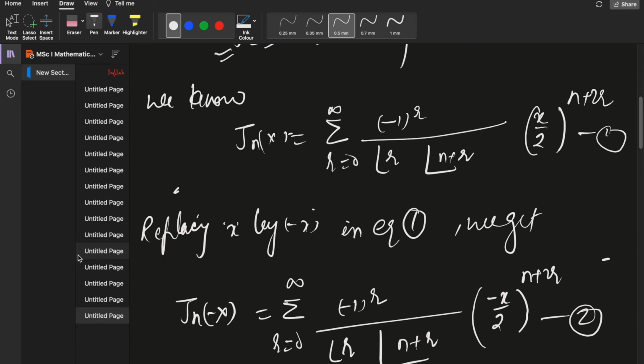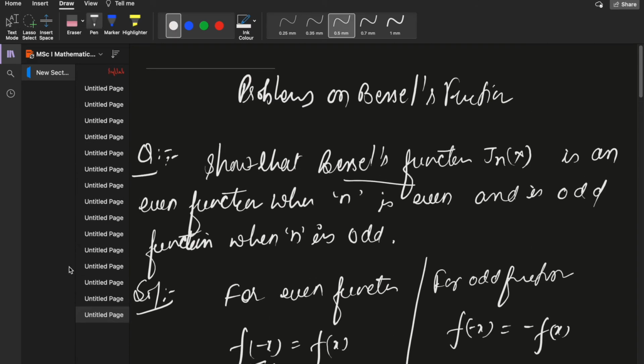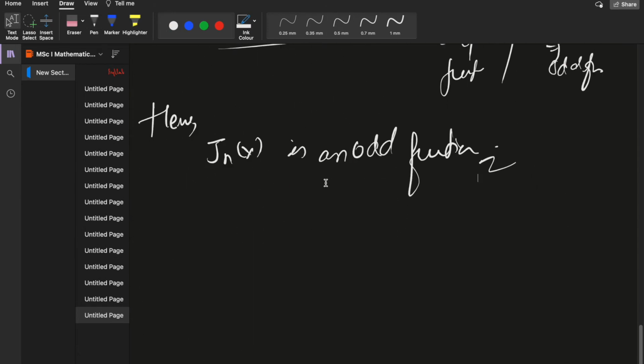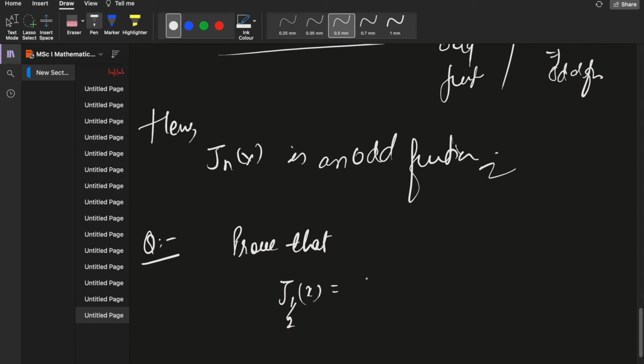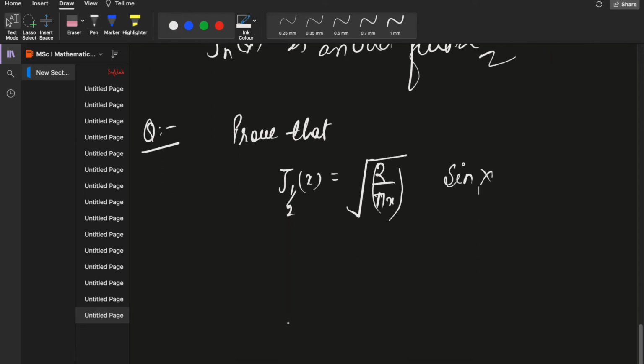So this is the numerical. Now if we take the second numerical, it says prove that J half of x is the square root of 2 upon pi x, into sine x. This is what we have to derive.